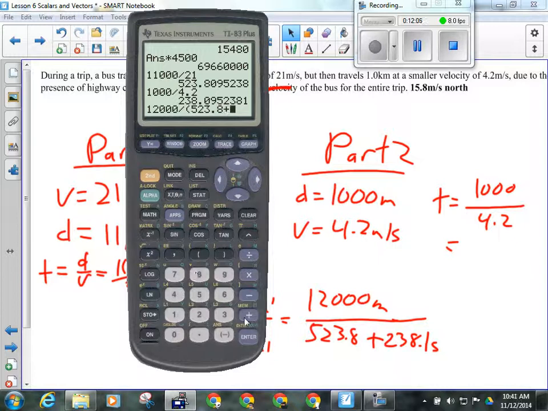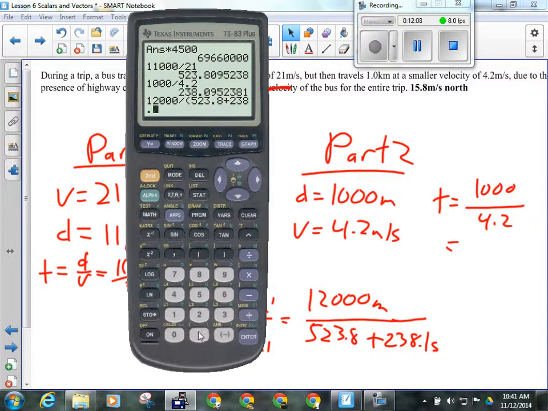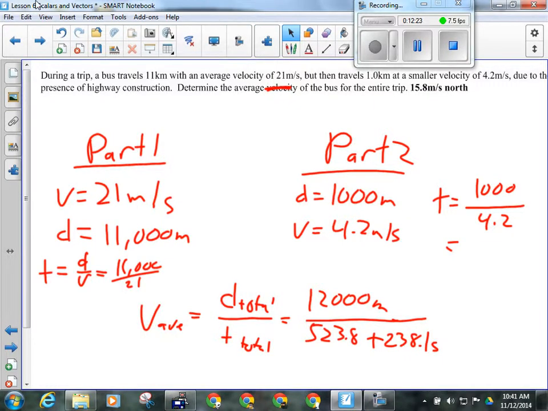523.8 plus 238.1, and we get 15.8 meters per second north. Total distance over total time for any multi-part trip is what we have to do. Any trip that has more than one part, you'll do this. No matter how many parts it has, you'll write down the givens for each part, solve for anything you don't have. You need the distance for each part and the time for each part. If you don't have them, find them, and then you do the totals at the end.